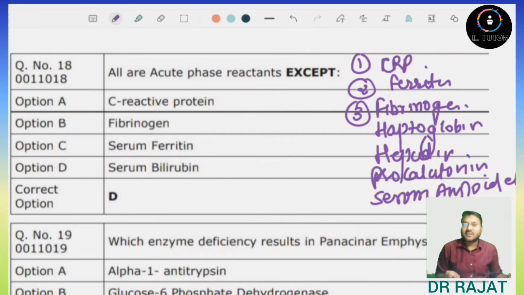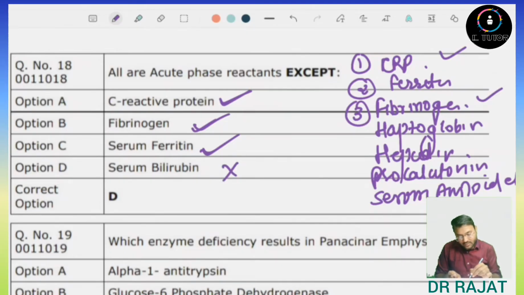So if we talk about the options, then C reactive protein, this is true. Fibrinogen, this is again true. Serum ferritin is also an acute phase reactant, but serum bilirubin is not an acute phase reactant. So this is an incorrect option. Answer will be option number D. Serum bilirubin is not an acute phase reactant.